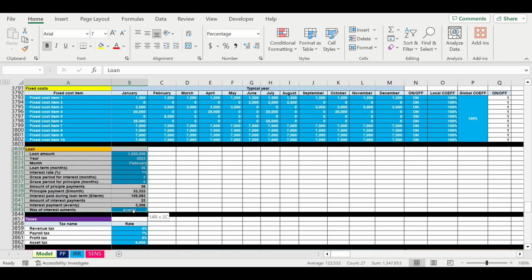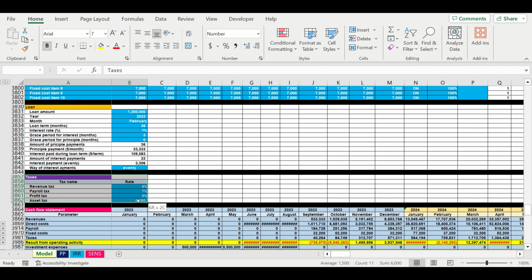Then we are moving to the loan modeling. First of all, we set up the loan amount, when we get this loan, year and month, term of loan in months, interest rate in percentages, and grace period in months for interest and principal payments. We also specify the type of interest payments between payments evenly and payments with regression.